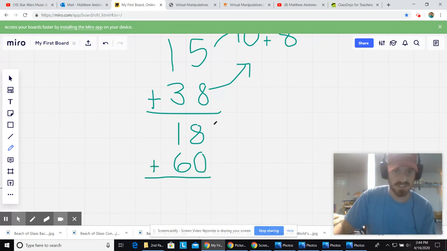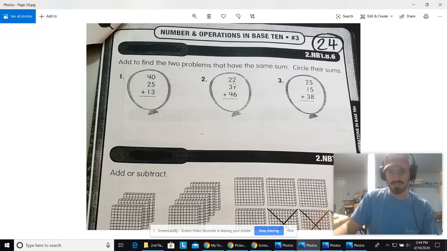And then I just add my ones and my tens again. 8 ones and 0 ones make 8 ones. 1 ten and 6 tens make 7 tens. So I have a sum of 78. And then I want you to add numbers 2 and number 1, and then go back and circle the sums that are the same. Okay?